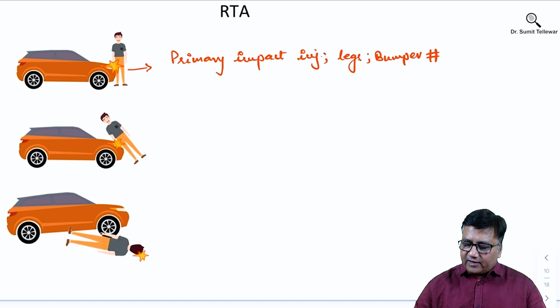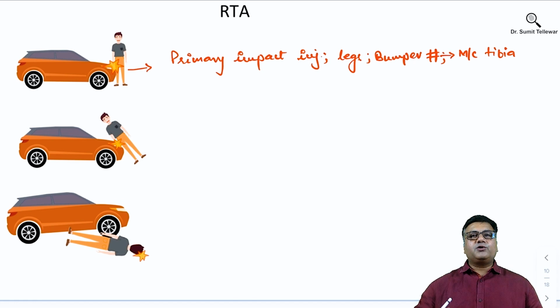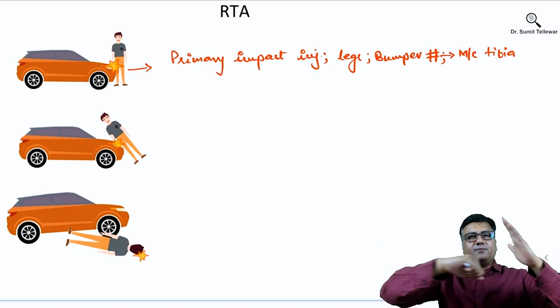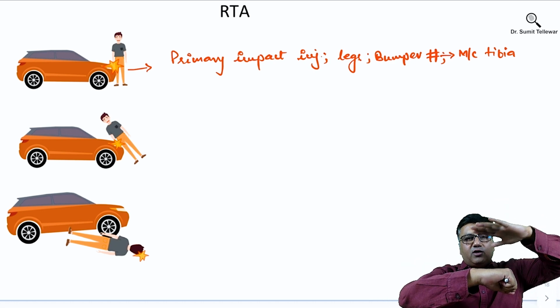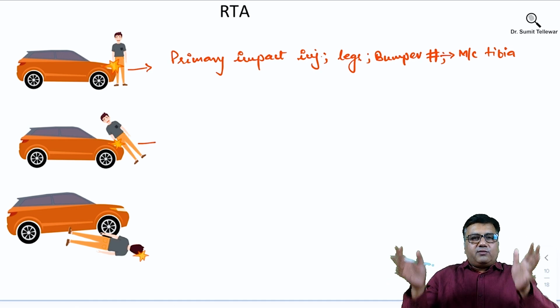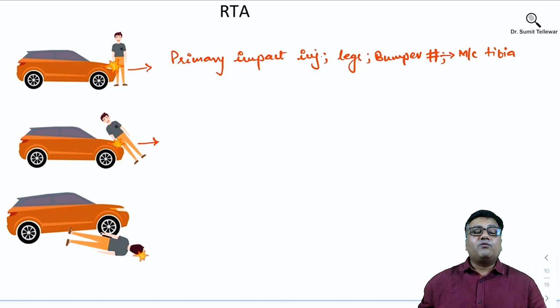Which lower limb bone fracture is most common in bumper fracture? It is tibia. Okay, so these four things have to be understood. Now what is going to happen? This hitting of the car on the lower limb of the victim is going to cause the victim to dislodge from the ground, and the victim may fall on the car itself, as it is seen in photograph number 2 here.